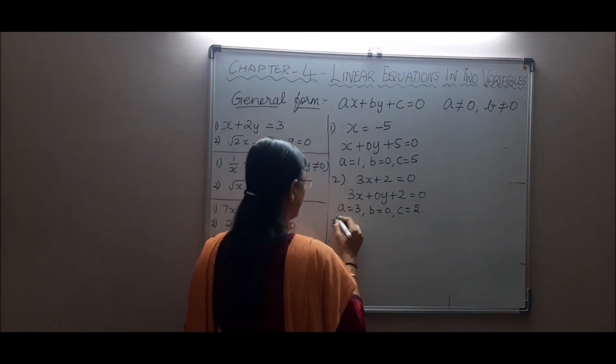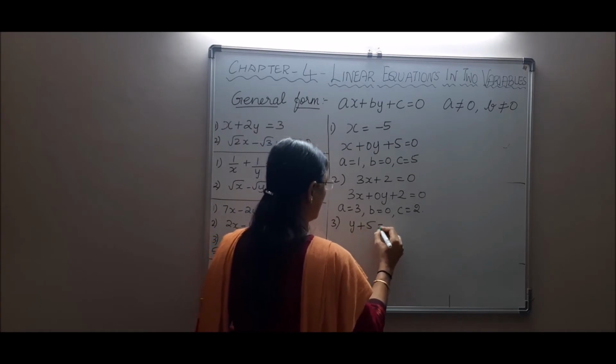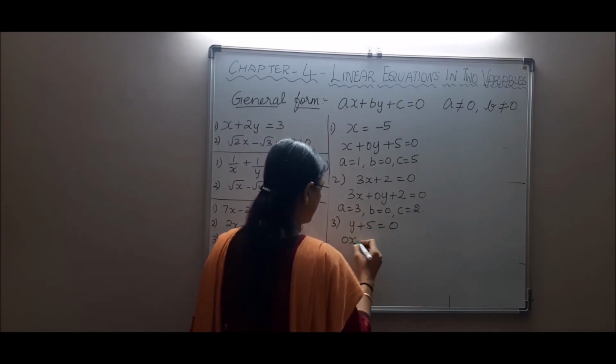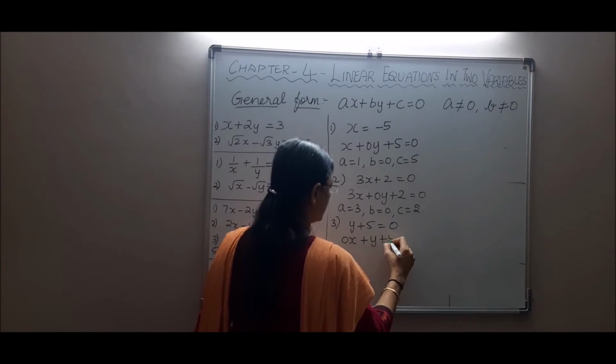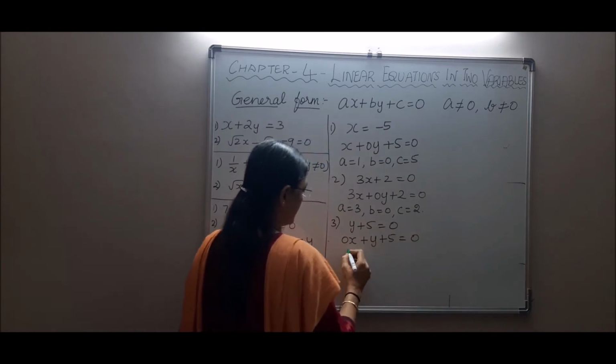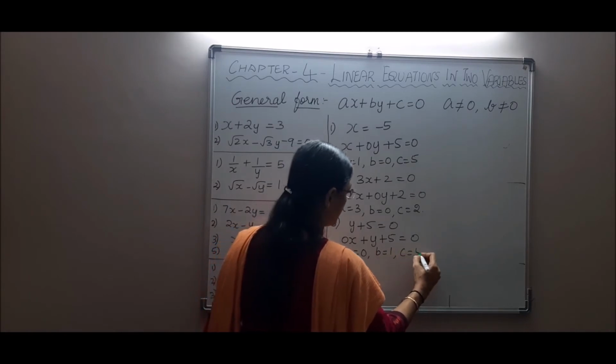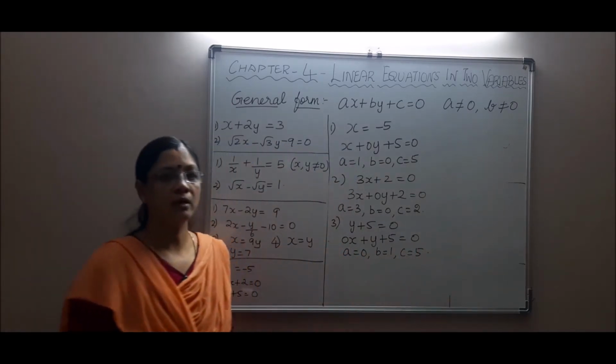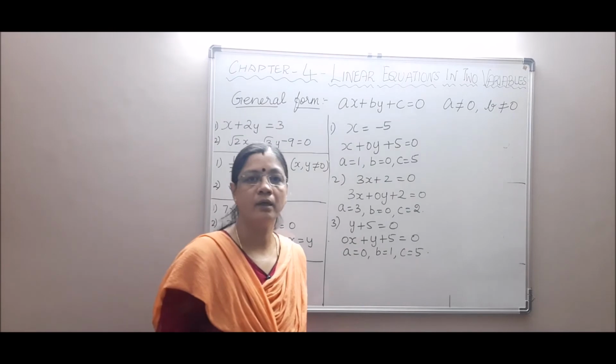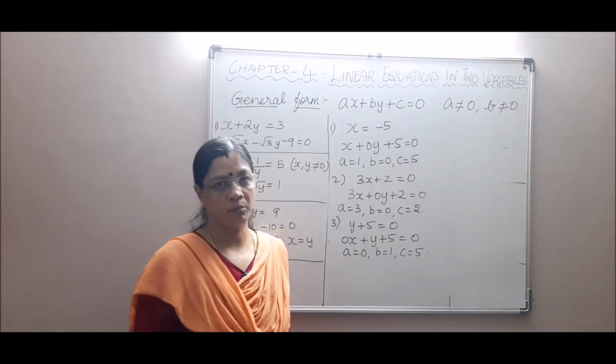Now y plus 5 is equal to 0. We don't have an x term here, so write it as 0x. And therefore A is equal to 0, B is equal to 1 and C is equal to 5. See? So that is how we analyze linear equations in two variables.